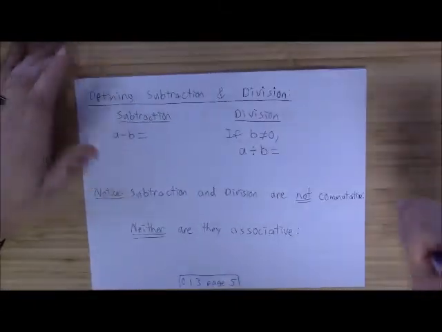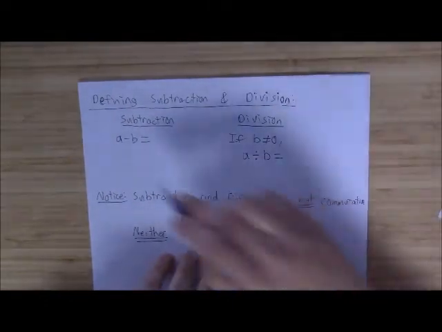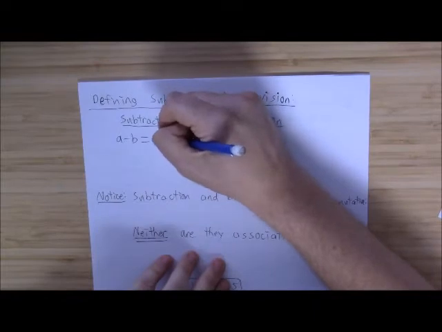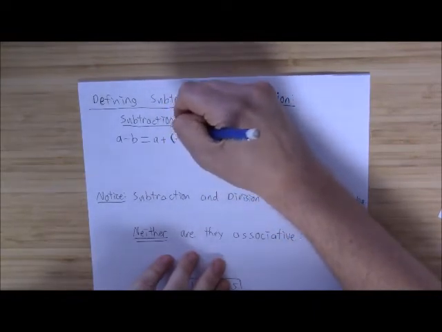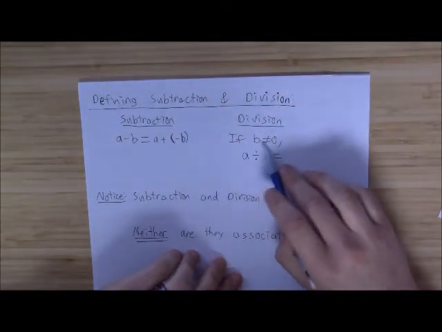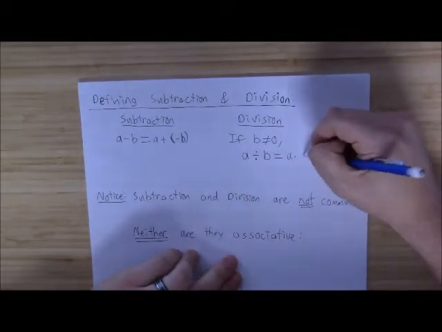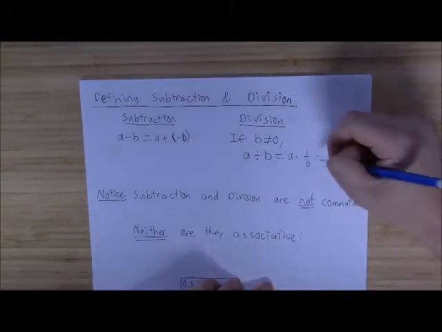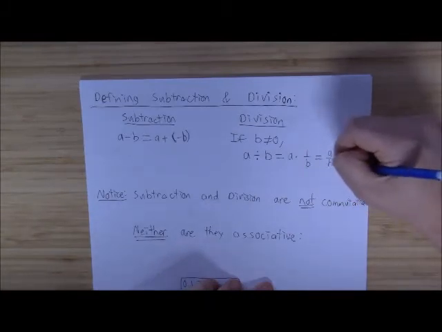Now, we further define subtraction, as you saw in the last example, as adding the additive inverse. We also define division as multiplying by the multiplicative inverse, which we can also write as A divided by B.